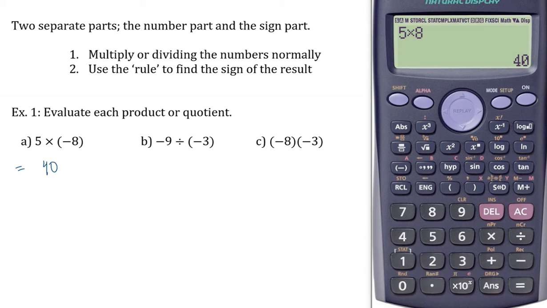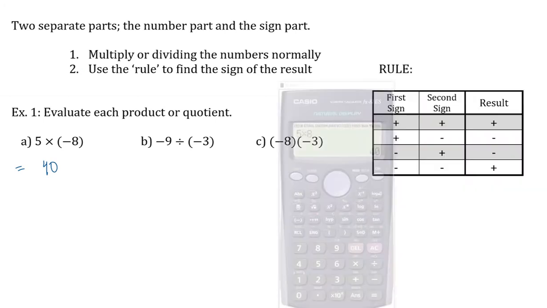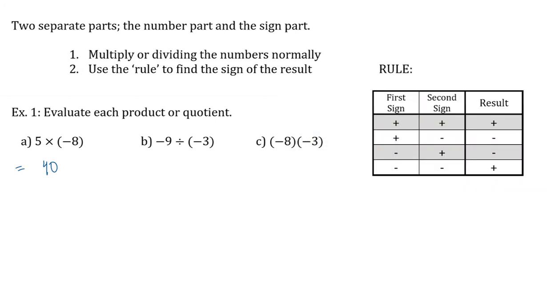But we're not done yet, because we have to do the second part, which is using this rule to determine the sign. And this is a positive 5 and a negative 8. And in our chart here, positive and negative, the result should be negative. And probably a lot of you already knew that this result was going to be negative. And so this should be negative 40.